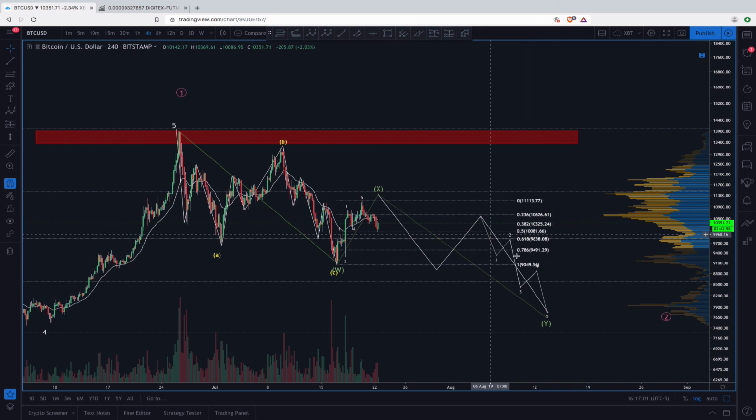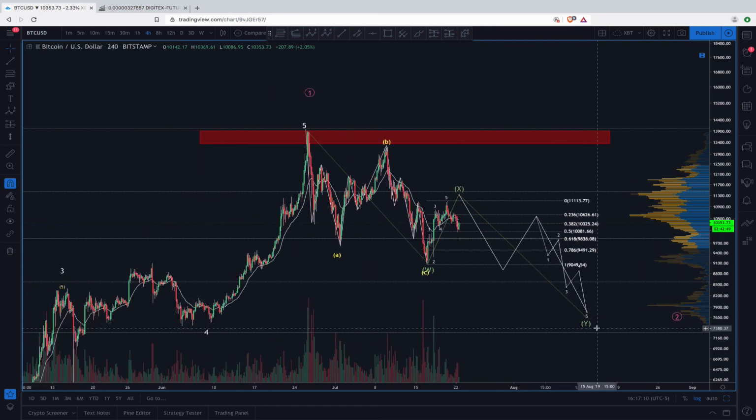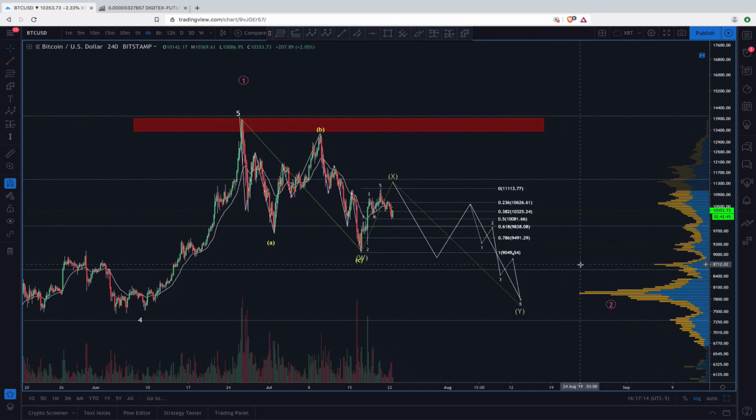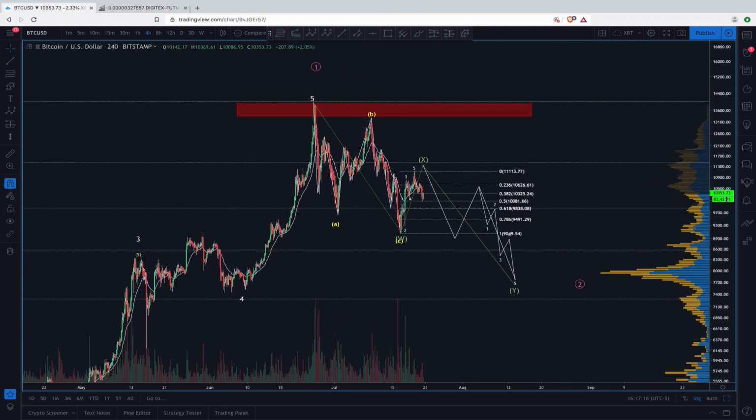So that's what you would actually be looking for, and we could end at 8,500, or we could make it all the way down in the 7,000 range. Who knows? But you would be looking for 5 waves to complete after you get this zigzag structure coming down. And so that would be more of the complex correction, which would make more sense if you zoom out and look at this.